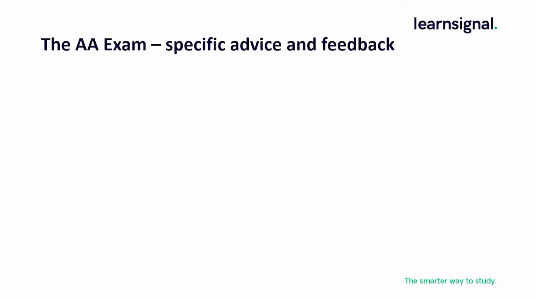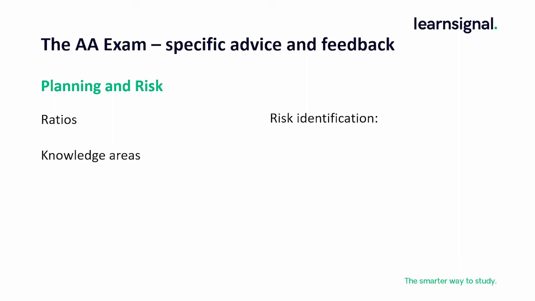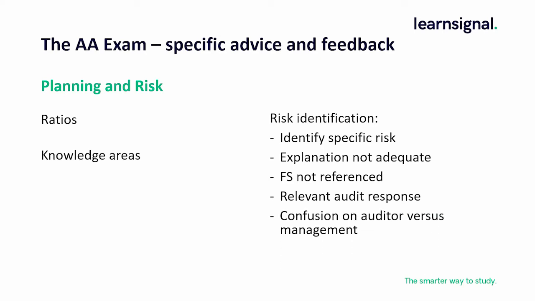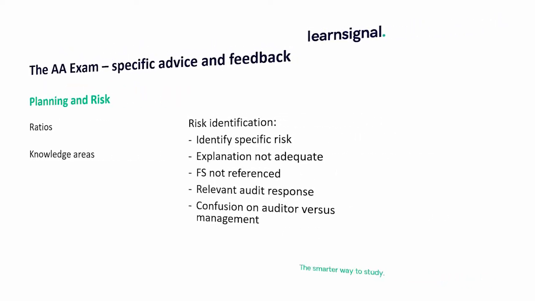Now we will look at some of the specific advice for the key areas. For planning and risk, there are issues with students in the areas of ratios, knowledge areas such as risk identification, in which students struggle to identify the specific risk, not the general point. They're not adequately explaining the risk. There's no reference to assertions or areas in financial statements, or the audit response must address the issue identified. And there's also confusion regarding auditor versus management responses.